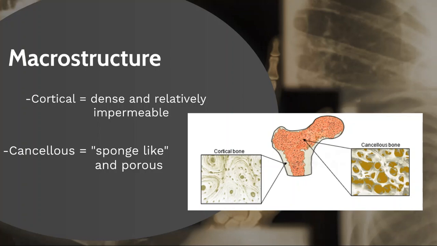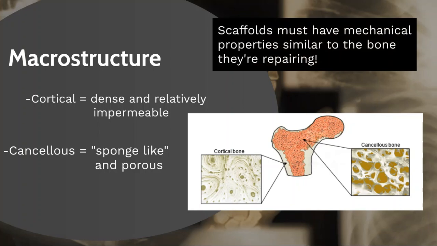It's important to note that the disparity in compressive strength between these two macrostructures must be considered when manufacturing materials for bone repair, or else complications such as stress shielding could occur. For example, if cancellous bone is repaired using a material with compressive properties more similar to cortical bone, then the bone surrounding the implant could begin to atrophy under reduced stress.